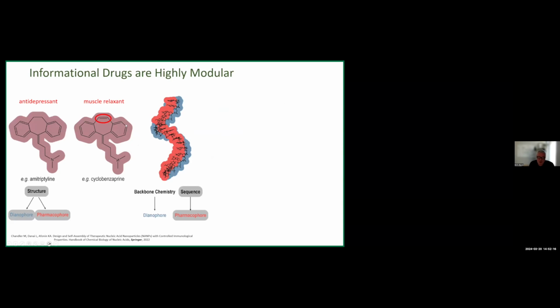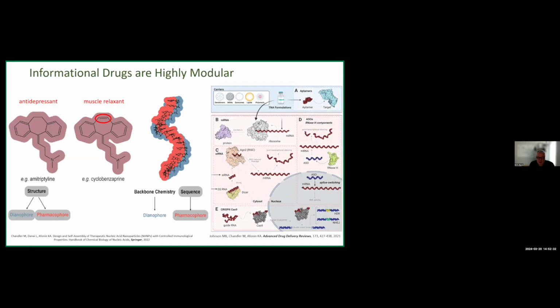Informational drugs, such as therapeutic nucleic acids, however, have independent dynaphore and pharmacophore components, which are determined by the backbone chemistry of the nucleic acids and the sequences, respectively. So this improved modularity provides much better predictions for the clinical pipeline of the therapeutics. Here on the right side, I'm showing some examples of mechanisms of nucleic acid therapies. Again, due to the independence of dynaphore and pharmacophore components, the backbone chemistry and the targeting sequence can be changed, and drugs can be easily adapted to new targets and therapeutic needs.